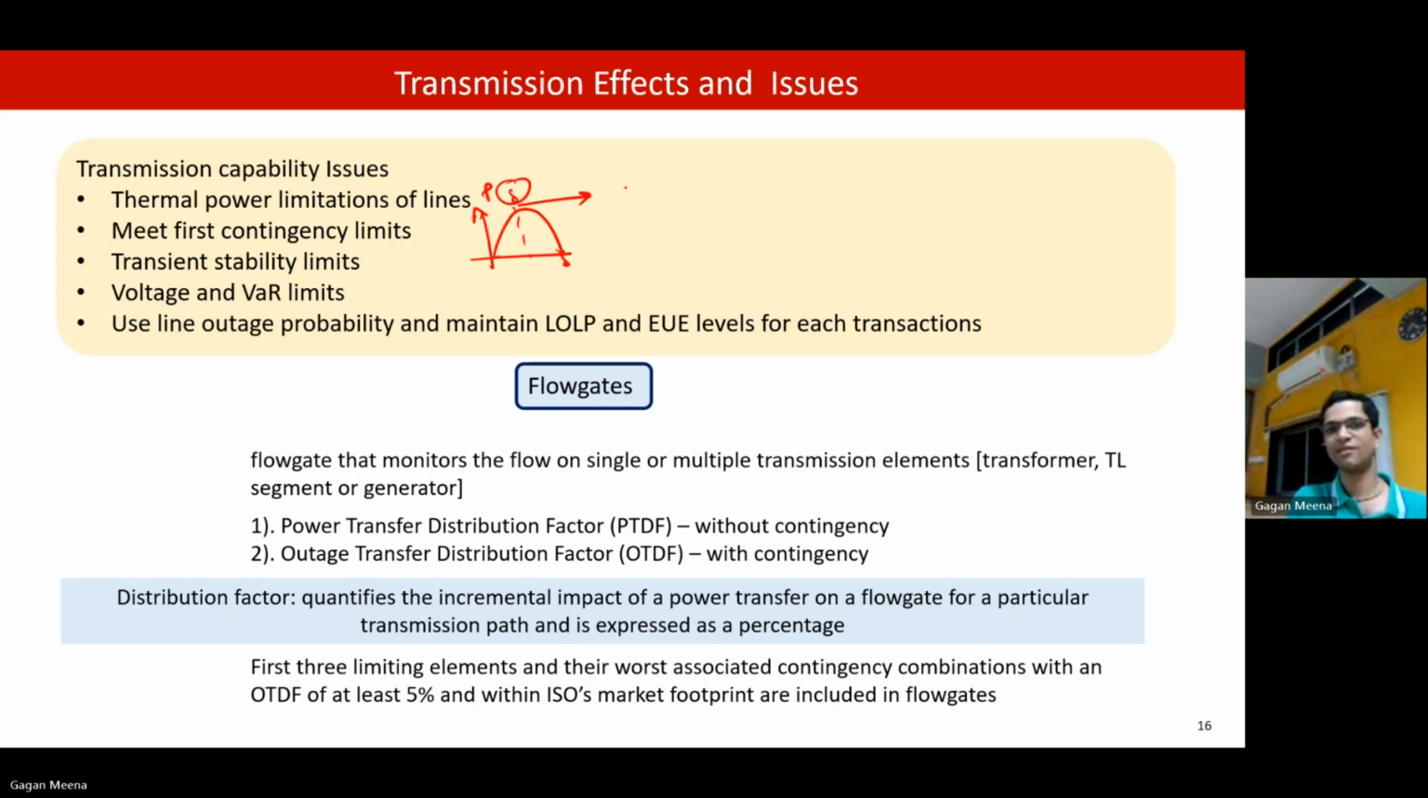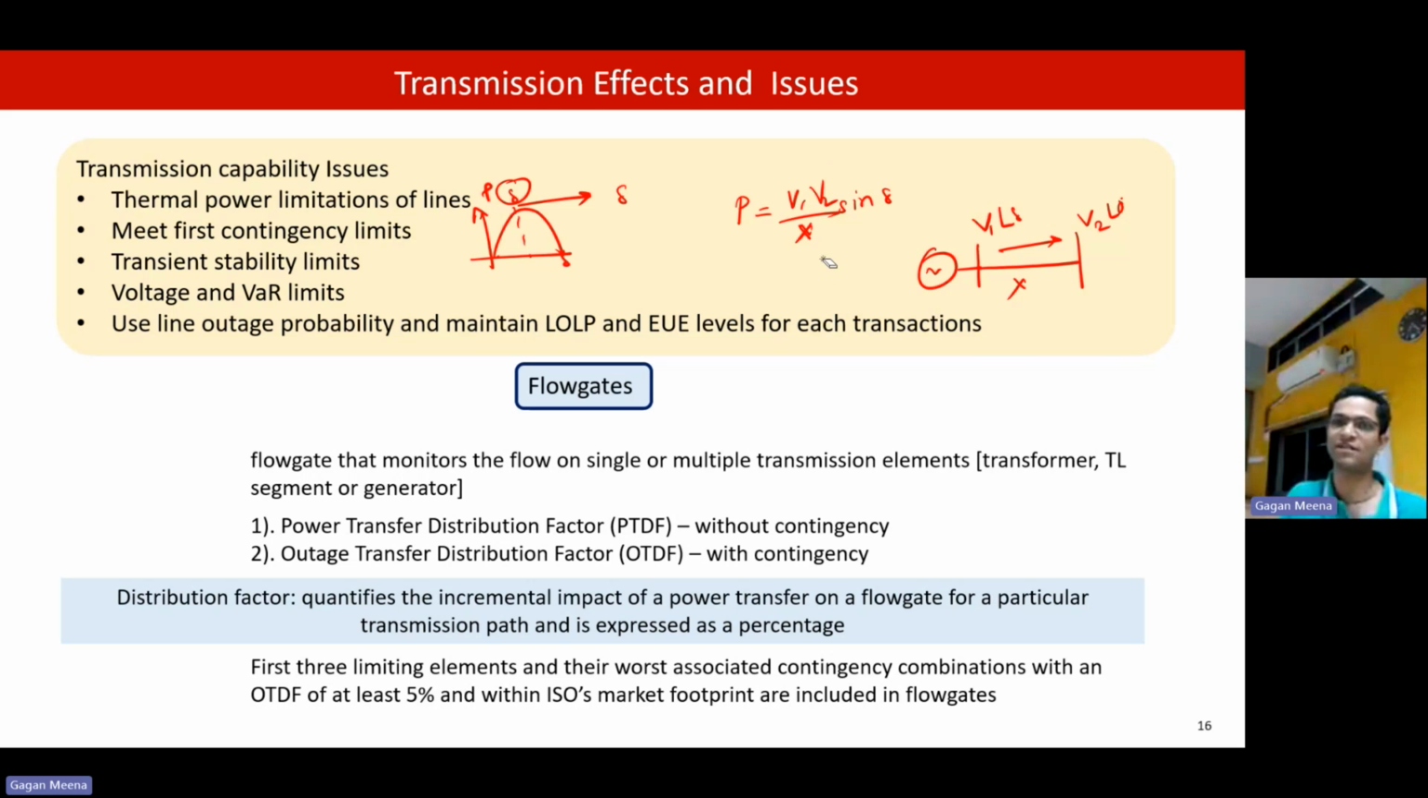We know that P is equal to V1 V2 by X sine delta. If we have one generator here and one generator here, or even if we consider it as an infinite bus, with one angle 0 and this some V1 angle delta, then this becomes V1 by X sine delta. In general, if this is V2 angle 0, the power transferred over this line will be V1 V2 by X sine delta. X is already fixed when the transmission line is erected. We cannot change that. V1 and V2 we try to maintain close to 1 per unit. Can't do much about that. The thing which we can change is sine delta. Here we can change the delta.